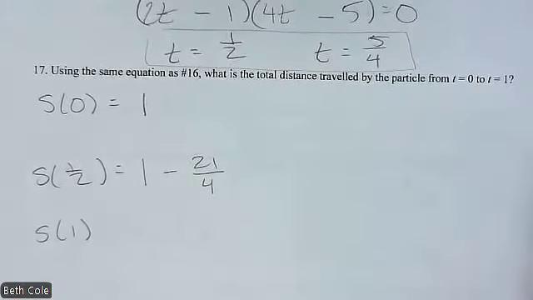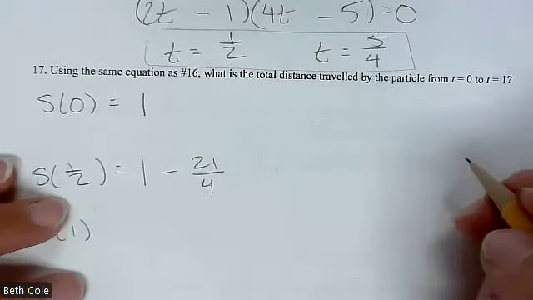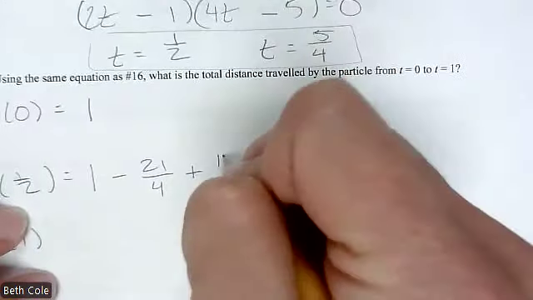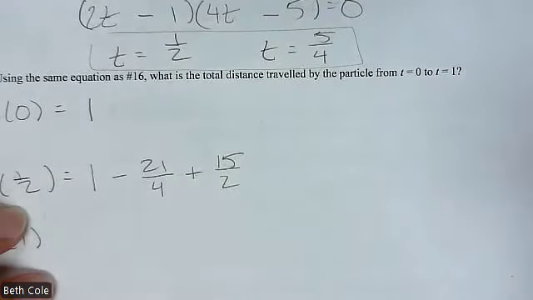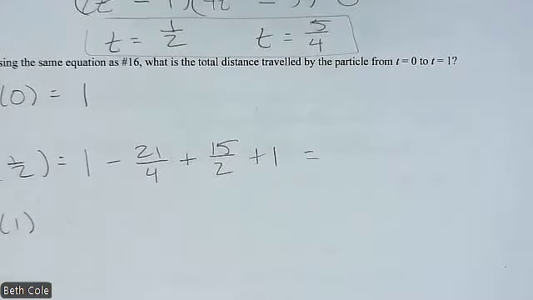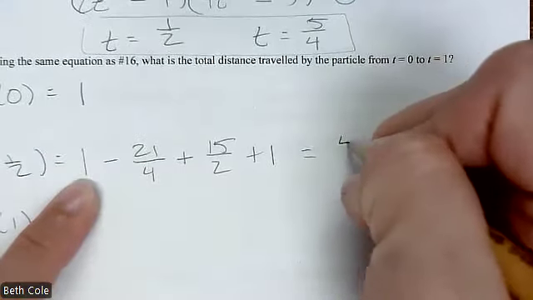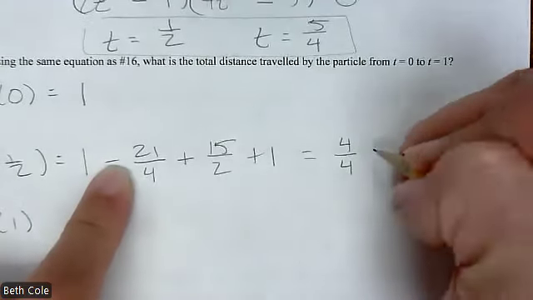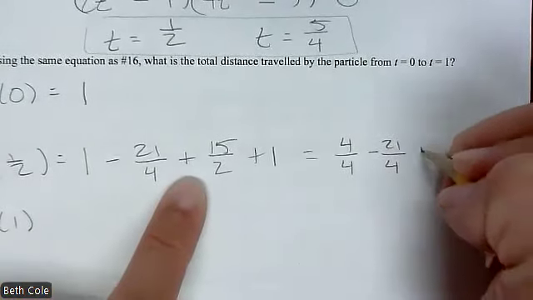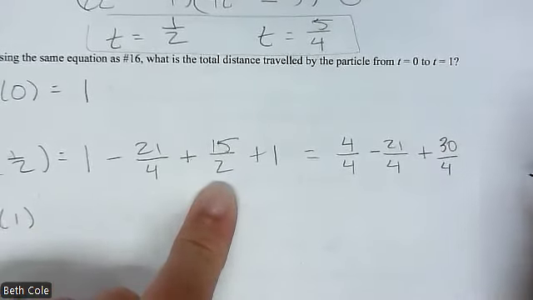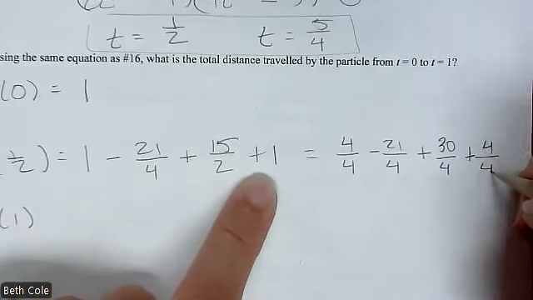Don't worry about that. We'll figure it out. We're gonna have to power through. All right, plus 15 times 1/2 would be 15 halves, and then plus 1. Now, when you add fractions, you need a common denominator. Okay, 1 would be 4/4 minus 21/4 plus, good, nice job, guys, 30/4 plus 4/4.